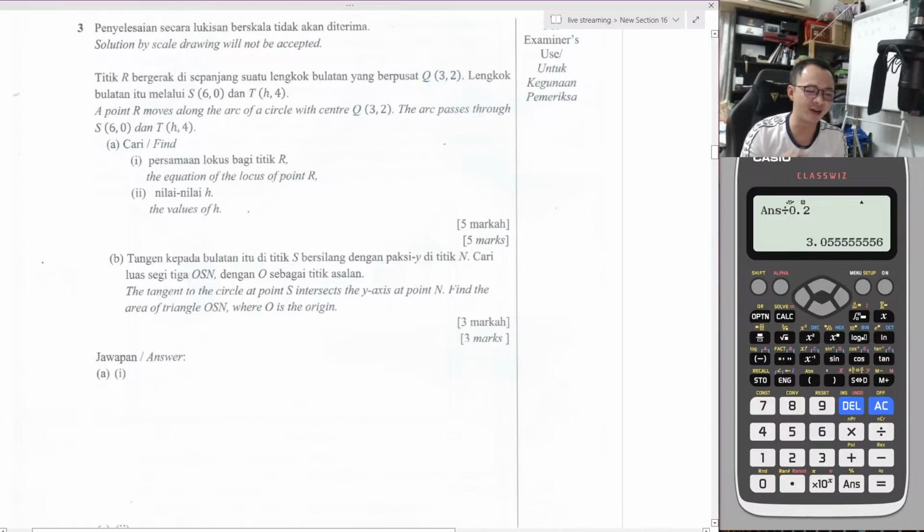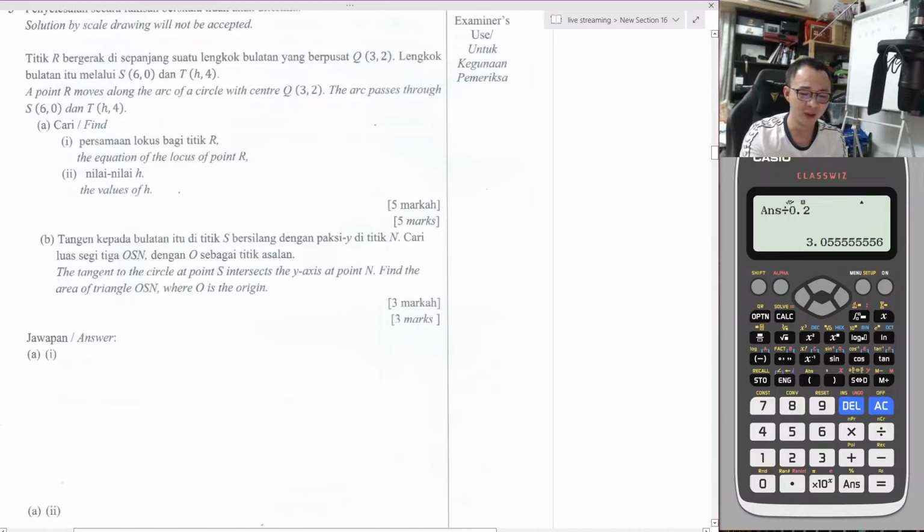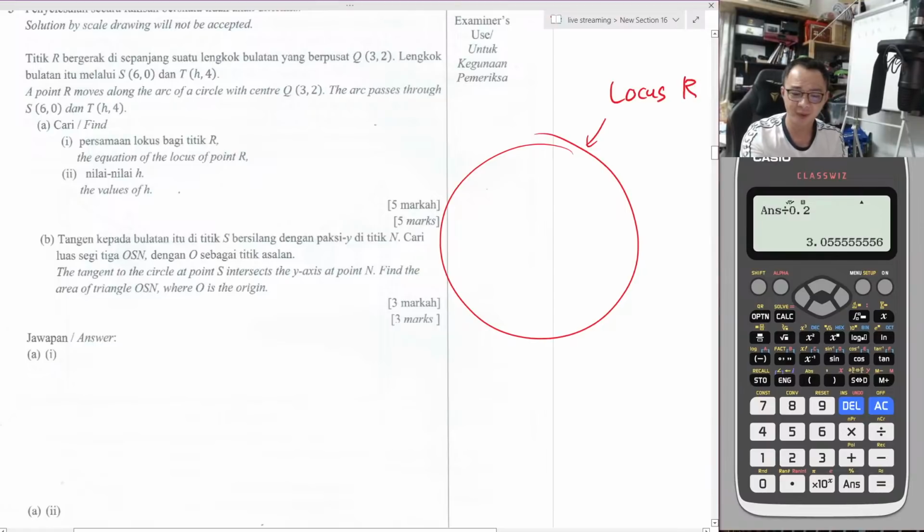Right, we have a R along the circle with the center O. So we have an equation, or we have a locus R here. And then the center is basically Q. The center Q, we have a coordinate for Q, which is 3, 2 here. And then they are passing through 2 coordinates. One coordinate is 6, 0. Another coordinate is H, 4. I do not know where exactly the H is. But H, 4 maybe is somewhere here. This is T. This is S.